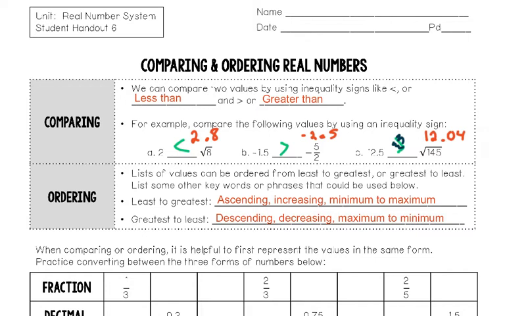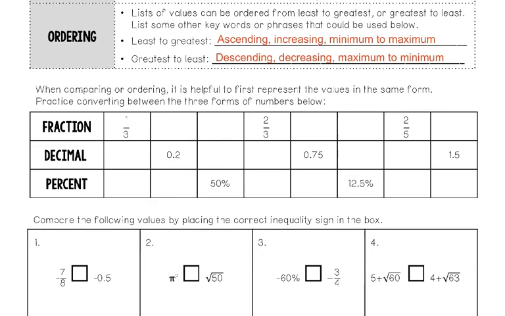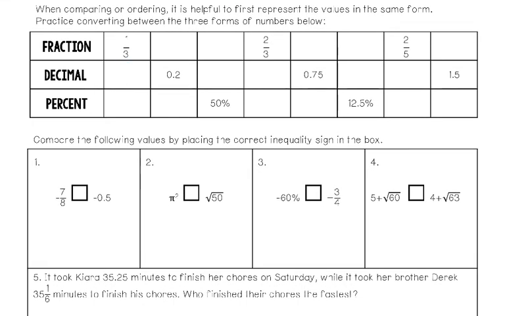So let's go ahead and look down at the next section where it says, when comparing or ordering, it is helpful to first represent the values in the same form. So if you're given all of these different values, let's say you're given 1/3, 0.2, 50%, we can't compare those until they're in the same form. We cannot compare these until they are all fractions, all decimals, or all percents. So we know that fractions, decimals, and percents are the same thing, but they're different ways to represent the same thing. So we want to make sure that they're all in the same form.